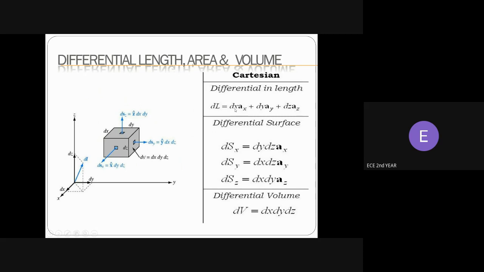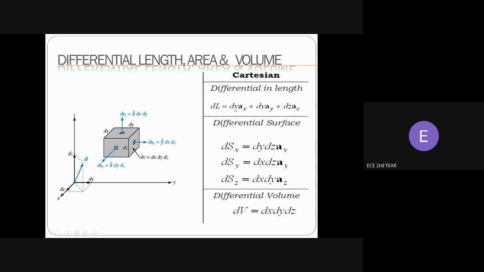If you ask what dx is, dx is nothing but the length in the x direction. You can see in the diagram that the length in the x axis is dx. Similarly, the length in the y axis is dy, and the length in the z axis is dz, right? The differential length is denoted by the letter dl, and correspondingly the unit vector for the x axis is ax, for the y axis it is ay, and for the z axis it is az. So in all axes the differential lengths are multiplied by the corresponding unit vectors.